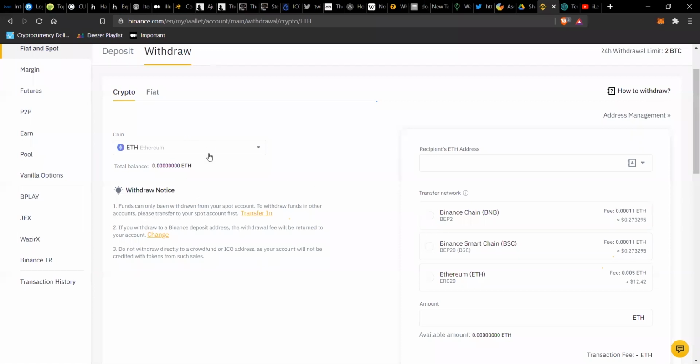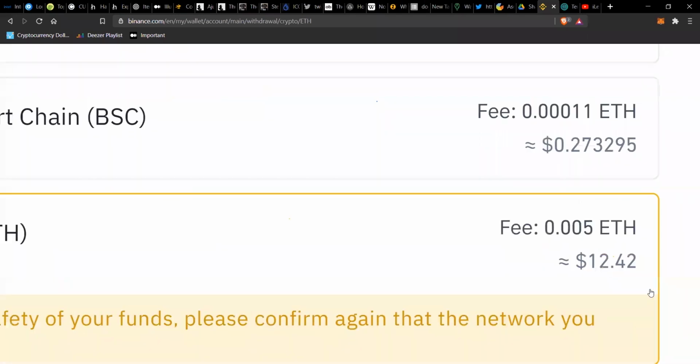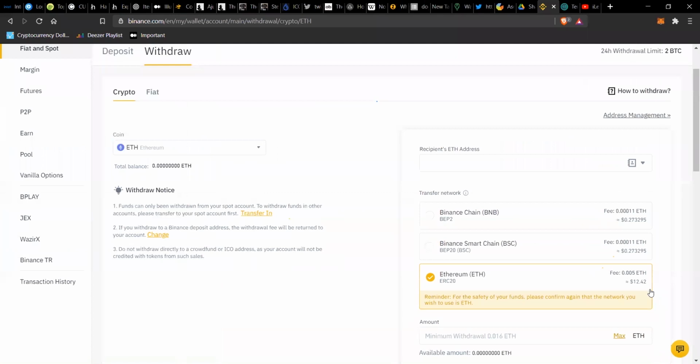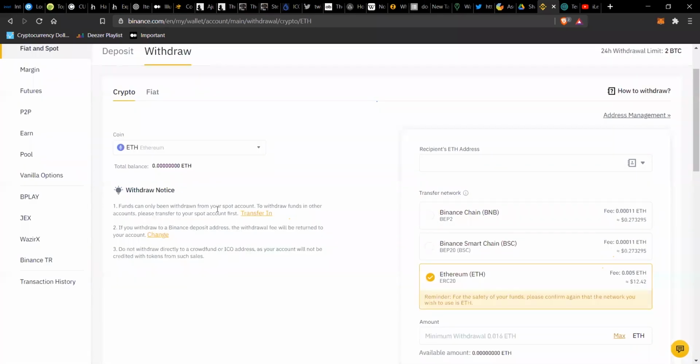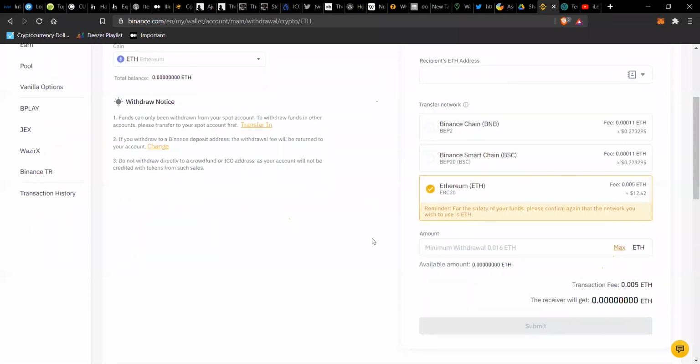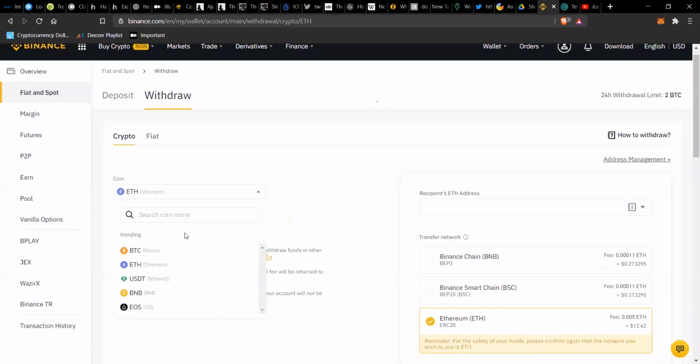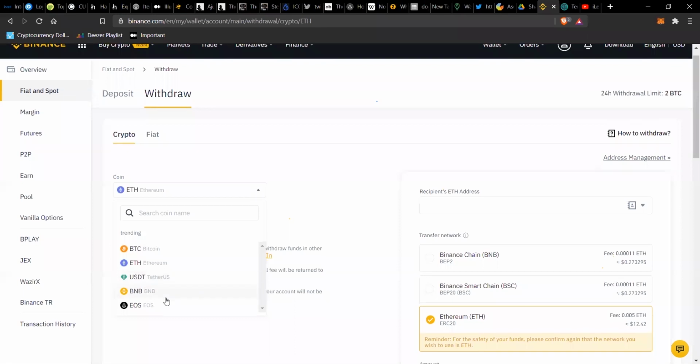The default network, if you're withdrawing Ethereum on a normal day, is ERC20, and the fee is 12.42. That's about $13. But then, if the person you are sending the Ethereum to specifies that you should send it to a different kind of wallet, that is when you can now click on BSC or BNB. But the default wallet address is Ethereum. It automatically clicks it. So take note of that.